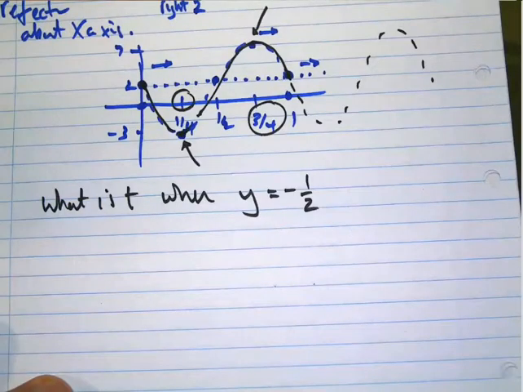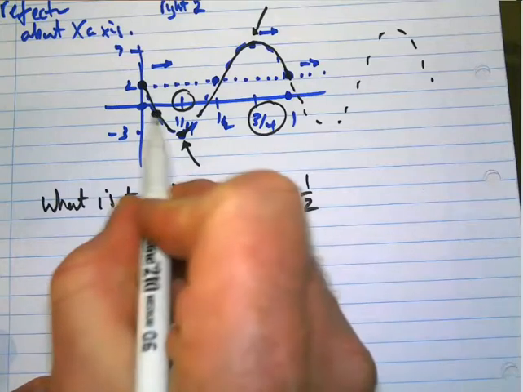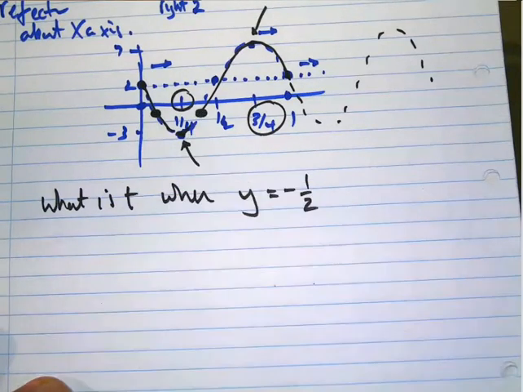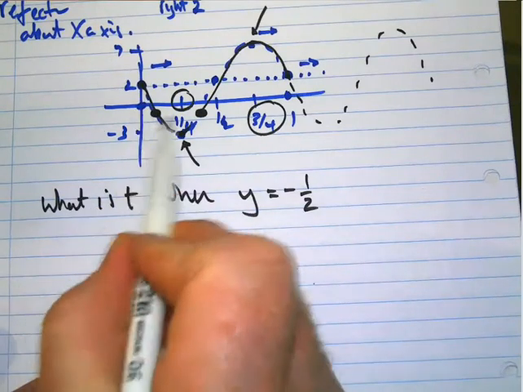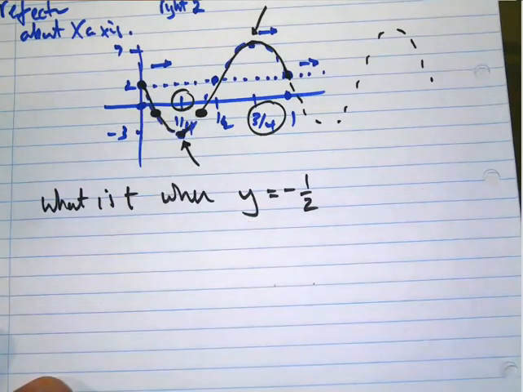Okay, what if I had the question, what does t equal when y equals negative 1/2? I can see when y equals negative 1/2, it's there and there. I'm going to have 2 answers. And my x values are going to be some value less than 1/4 and some value between 1/4 and 1/2. How do I work it out?